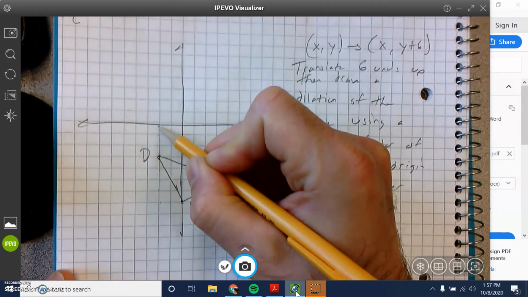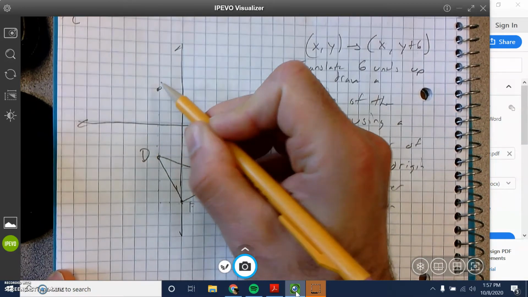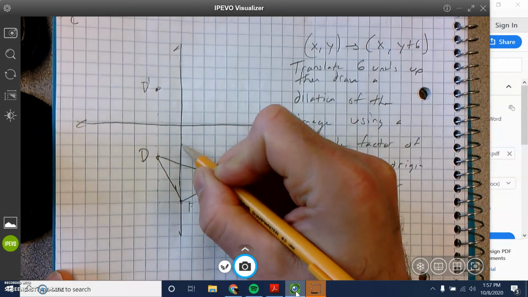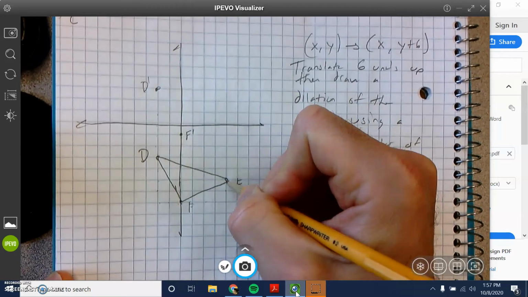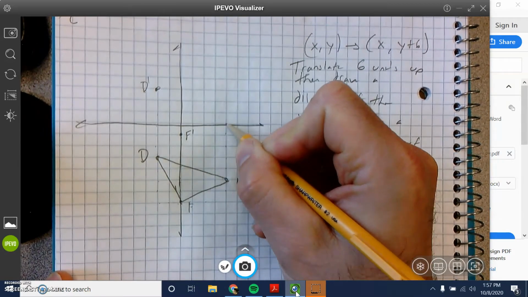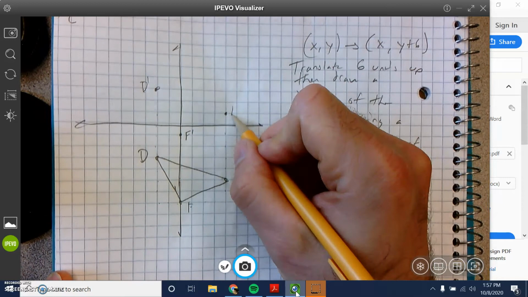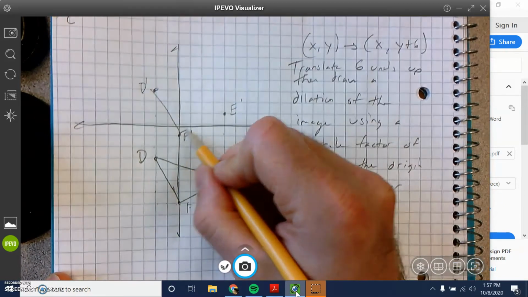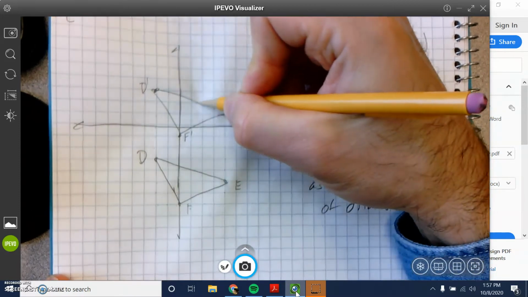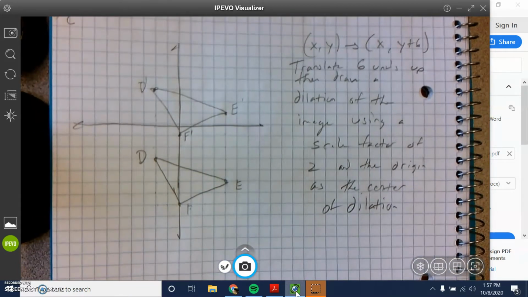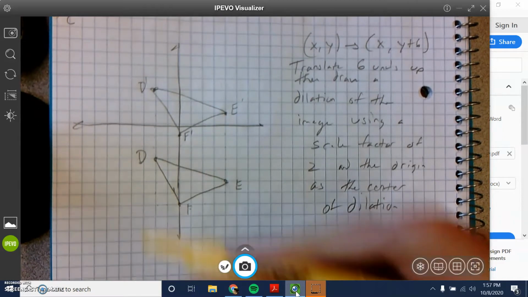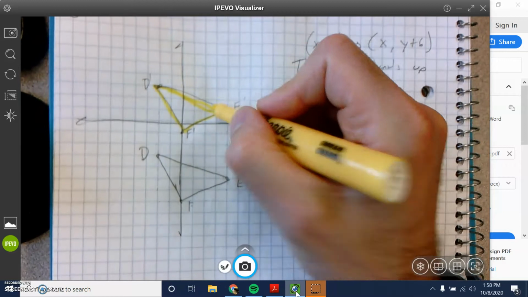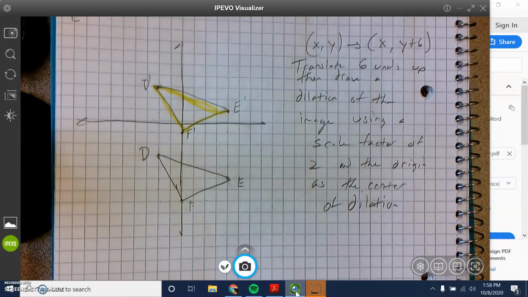So we go 1, 2, 3, 4, 5, 6. D prime. 1, 2, 3, 4, 5, 6. F prime. 1, 2, 3, 4, 5, 6. E prime. Boop. And you should have a congruent image, because all translations produce a congruent image. There we go. Highlighter if you got it. Yeah. So that is my first transformation.